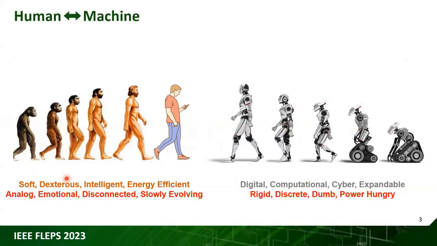Now we have all seen or even used GPT and a large language model to have a sense of how intelligent they could be nowadays, right? They can beat 99% of us in all kinds of standard tests already. And still robots and machines have to catch up with human energy efficiency, right?